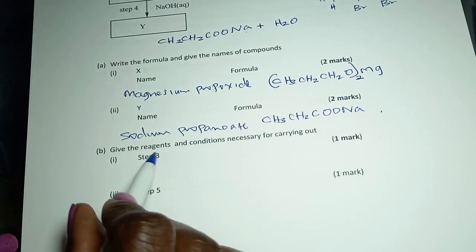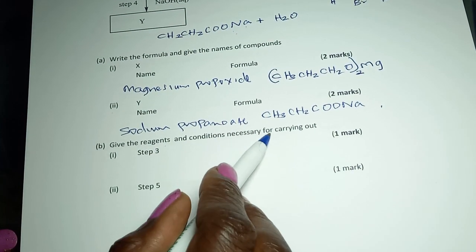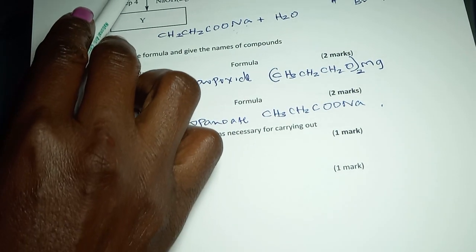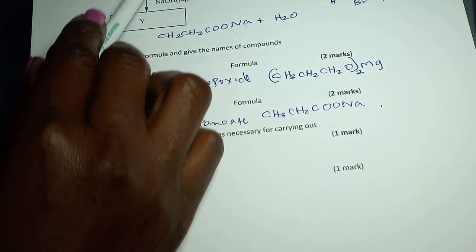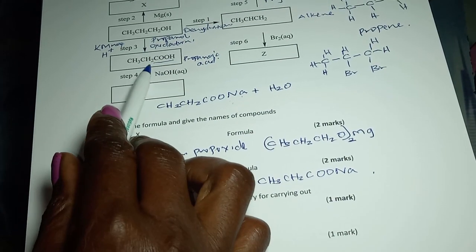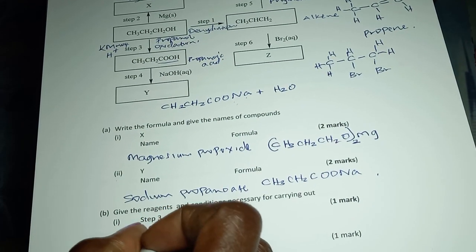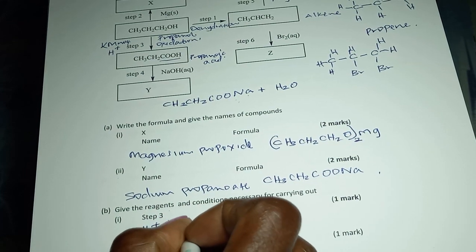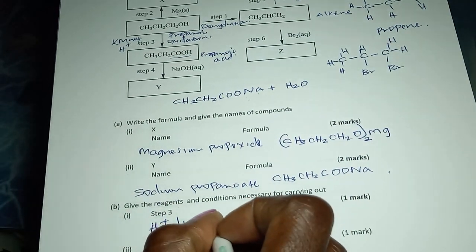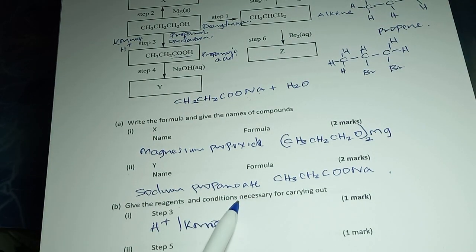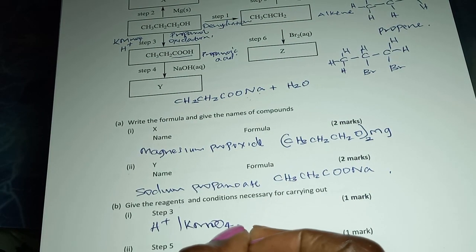Part B, give the reagents and conditions necessary for carrying out step 3. So step 3 is the oxidation of the alcohol to a carboxylic acid. The common oxidizing agent, we have said, is acidified potassium permanganate. It's a very strong oxidizing agent. And the conditions is usually acidic. Just put acid.